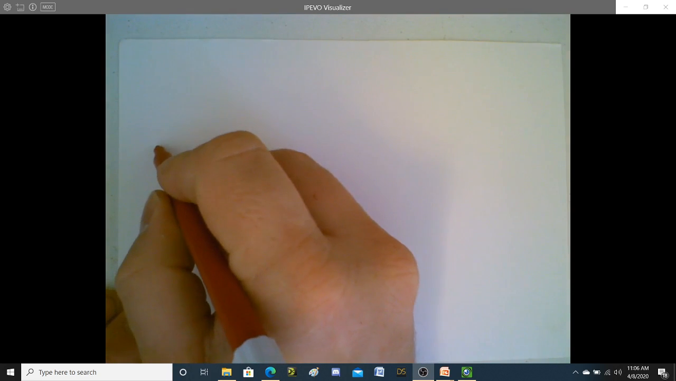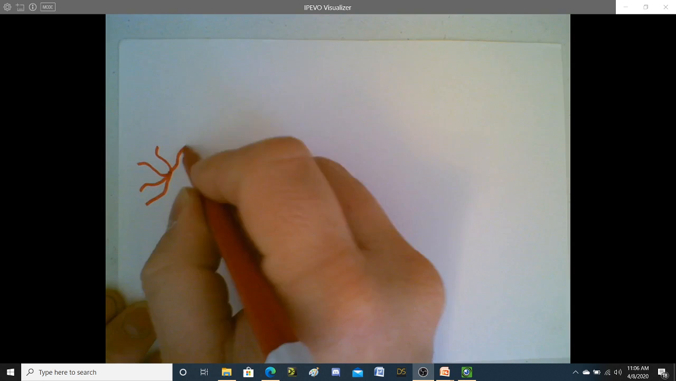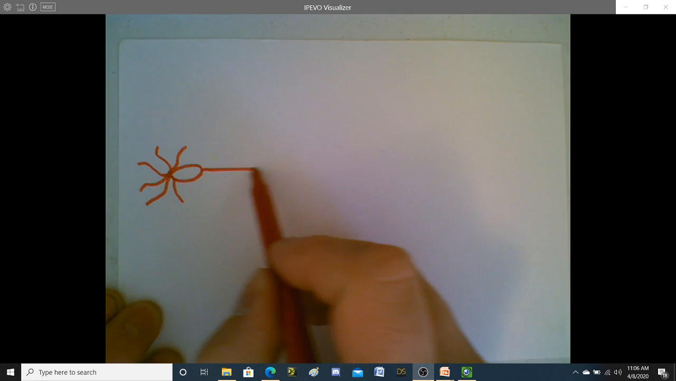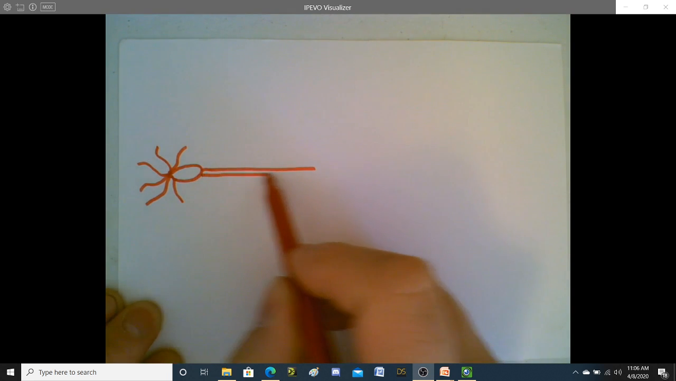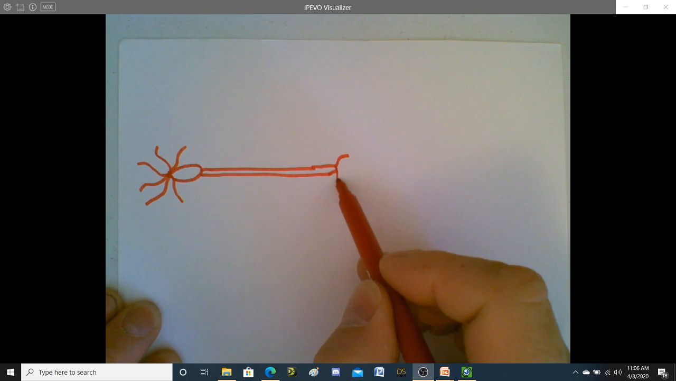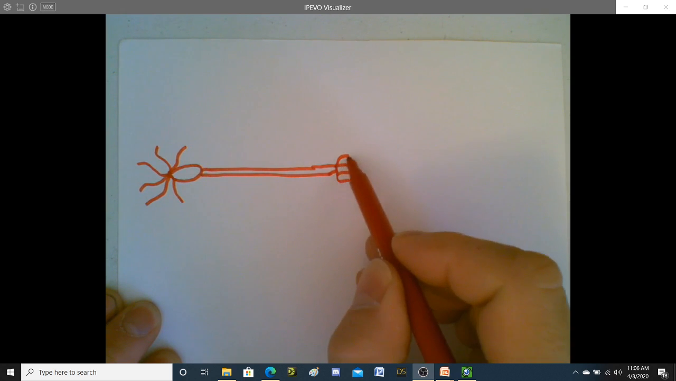So let me draw this out really quick for you. So here is a dendrite. All right, I'm going to make a neuron here. So here's a dendrite. Here is the cell body. And then we have an axon. And then the axon has these end bulbs. All right.